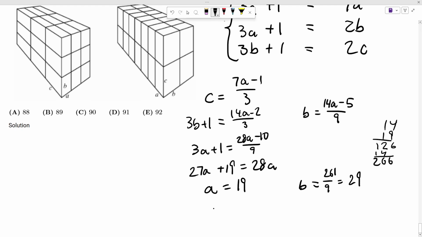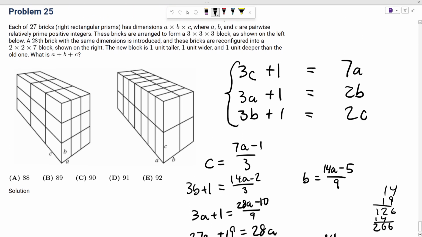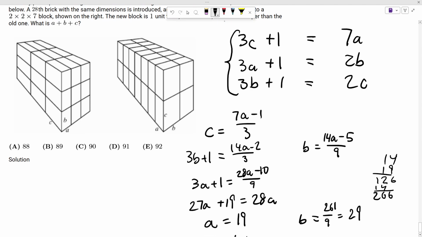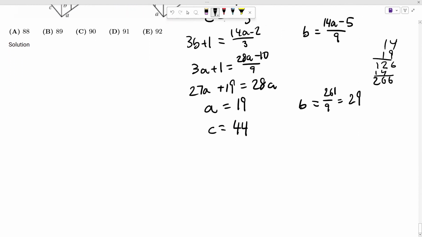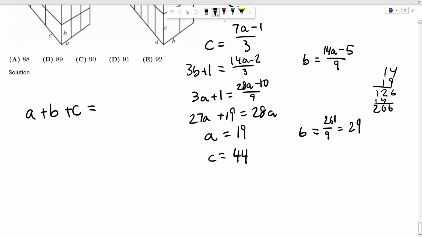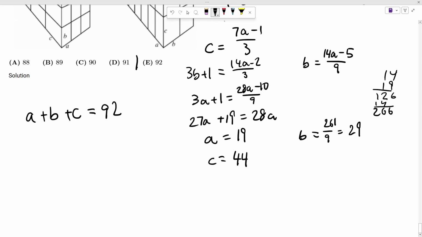And then finally, C is going to be (7A minus 1) over 3, which is going to be, 7A is equal to 133. Minus 1 is 132, over 3 is 44. And now, oh okay, it just asks us to find A plus B plus C. All right. A plus B plus C is just going to be the sum of these, which is 92. And that's it.